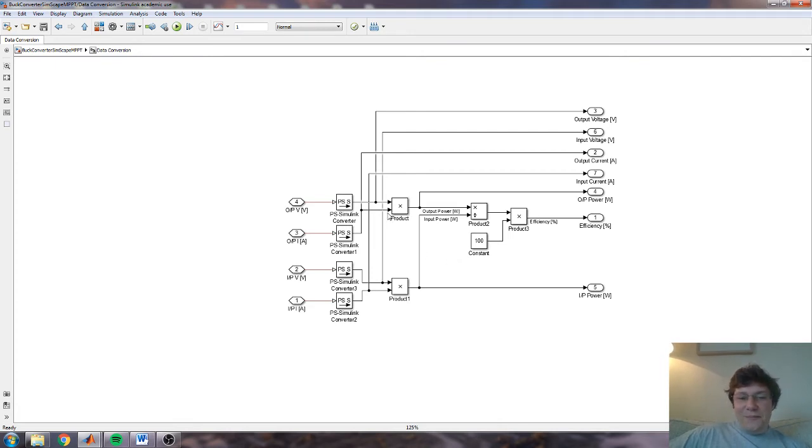It multiplies the input voltage and input current and the output voltage and output current together, and then it divides them, multiplies by 100 to get the efficiency. This is, as we'll see in a minute, not a very bulletproof method. It presumes that there is no significant stored energy in the system.